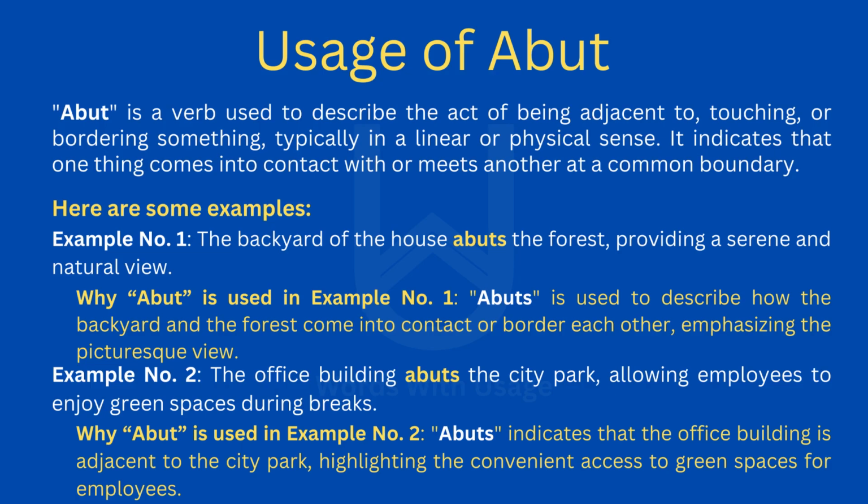Example number 2. The office building abuts the city park, allowing employees to enjoy green spaces during breaks. Why abut is used in example number 2. Abuts indicates that the office building is adjacent to the city park, highlighting the convenient access to green spaces for employees.